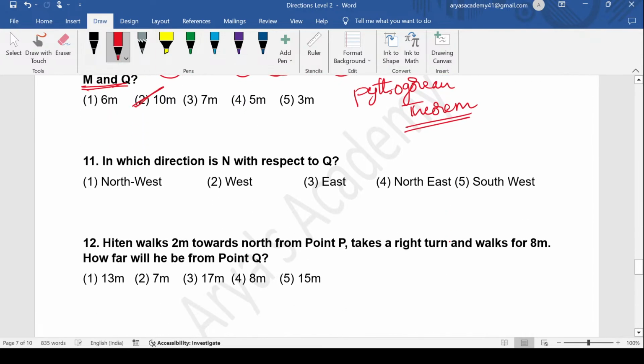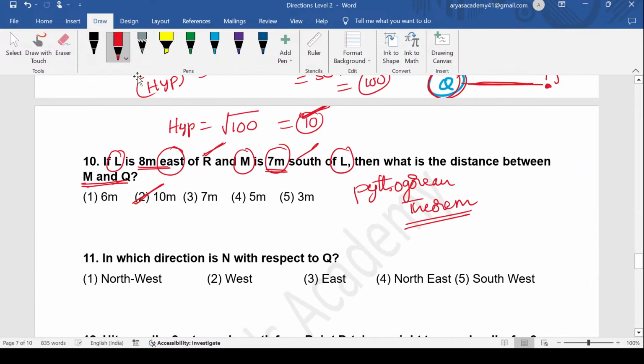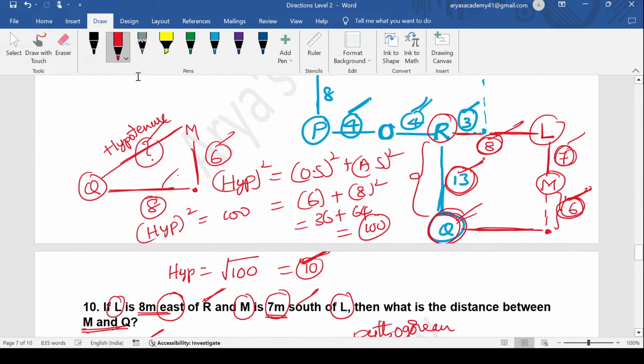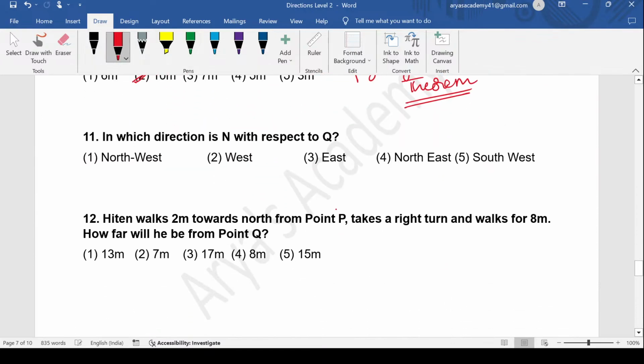Question number 11. In which direction is N with respect to Q? Where is Q? Q is here. And from Q you have to talk about N. See, it is very clearly mentioned, in which direction is N with respect to Q, means from Q. So from Q, N is in which direction? Where is N actually? N is over here, top. So Q is here and N is somewhere over here. This is north and this is west. If it is in between, what do we call it? The direction is known as northwest, which is option number 1.